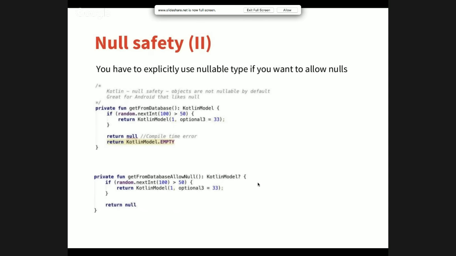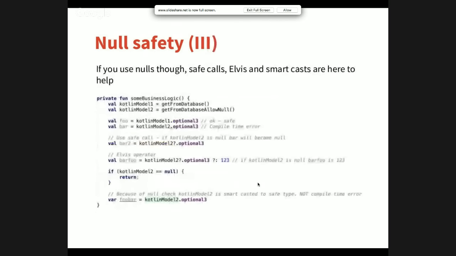But if you want to do that, you have to explicitly say that. So you can see in the second function that it returns Kotlin model question mark. That means that type is nullable. It can be null. And if you need that, you explicitly want to use nulls, there are still some things that help you deal with that.